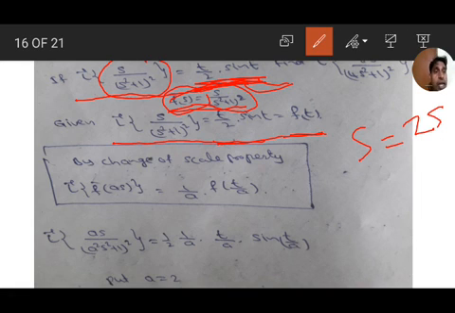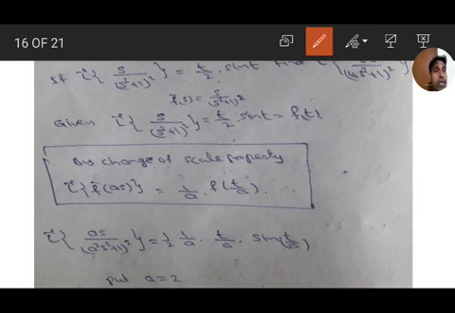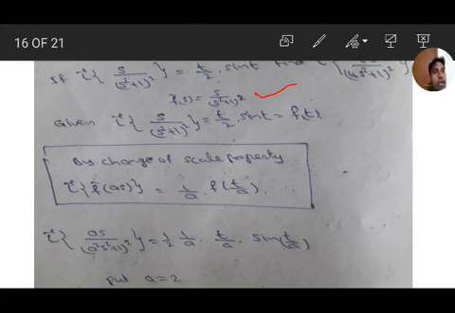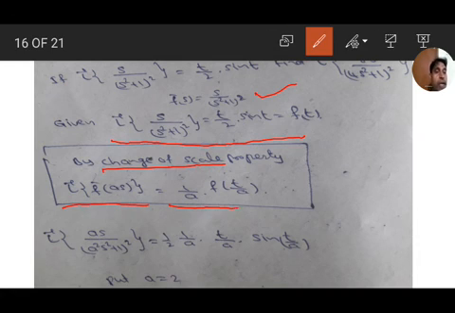Here the given function is f bar of s, and we need to find f bar of 2s. Here we only have an extra 4. So by the change of scale property, take the given function: L inverse of f bar s, that is s by (s square plus 1) whole square, equals t by 2 into sin t. By the change of scale property, L inverse of f bar of as equals 1 by a into f of t by a.